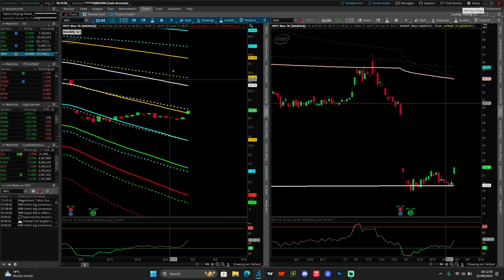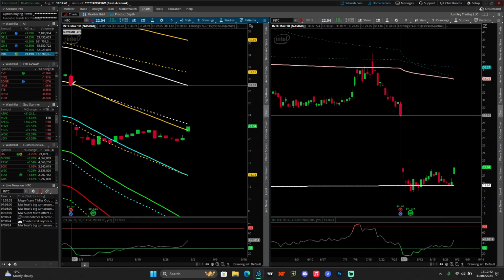29 key resistance, 31 key resistance, 36, 39. These are all very far off. And I don't know if you would target them right away, but I would be looking at 29 as that upside target if this level can hold.